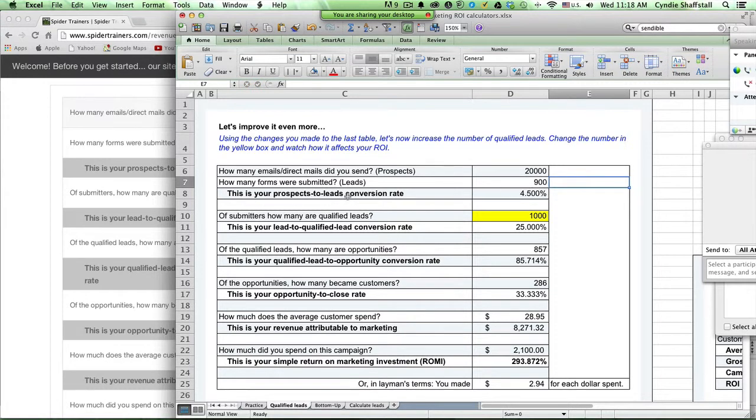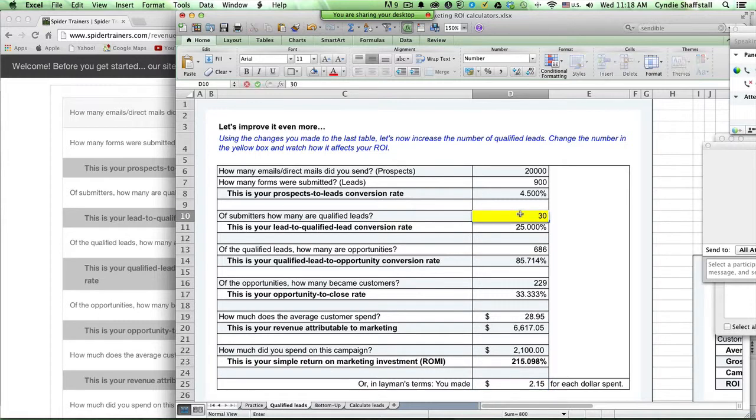And you can see that our prospect to leads conversion rate went up. But of the submitters, how many are qualified leads? So again, having that conversation with sales, we're going to give them 900, and they take a look at it and they say, wow, Cindy, that's really improved. 800 of them are now actually qualified leads, which can affect these other numbers as well, but let's leave those the same and just notice that our ROMI is now 215%. In other words, we're making $2.15 for each dollar spent.